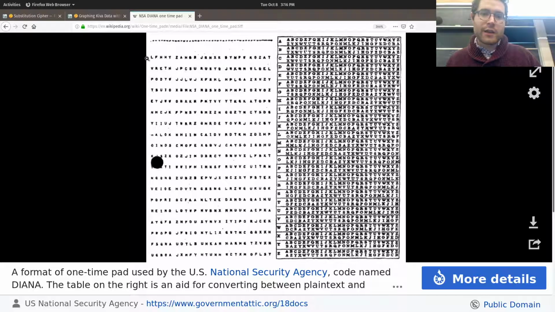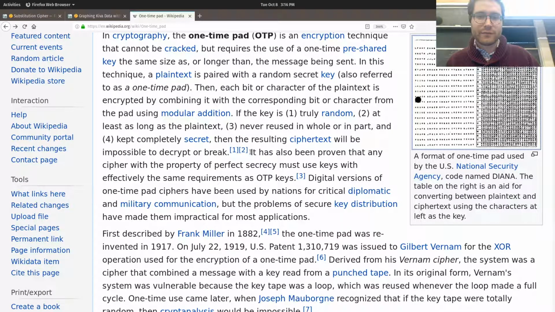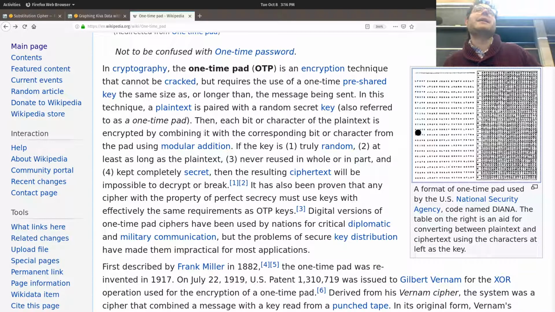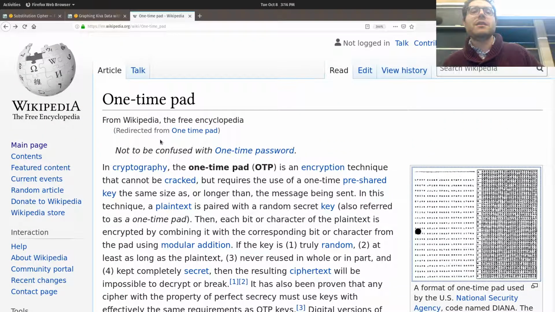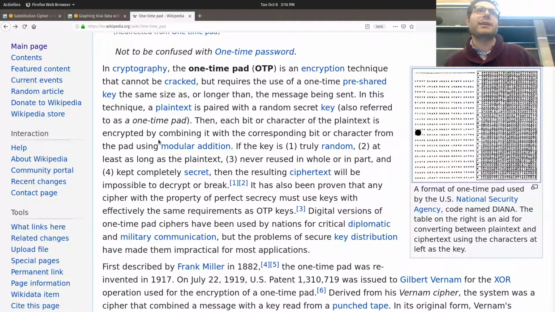Suppose your message is 15 letters long. Next message, you're going to start from here. You're never going to reuse any bit of this. Once it's done, it's done. Now again, it cannot be beaten by cryptanalysis. What it can be beaten by is somebody coming in and stealing your one-time pad or something like that.